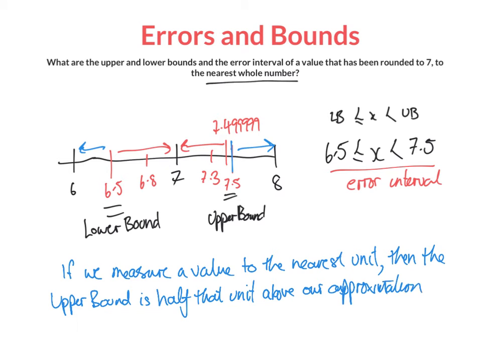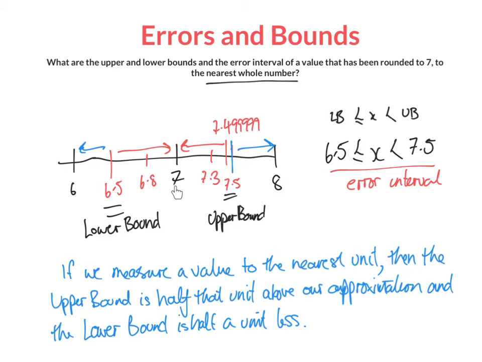And the lower limit, or the lower bound, sometimes you'll hear it called the lower limit, but the lower bound is half a unit less. And we'll see how that plays out in the next slide. So basically here, we're measuring to the nearest 1. So half of 1 is a half. So we're saying, okay, 7 is our approximation. Let's go half below and half above. That's our lower bound and our upper bound.